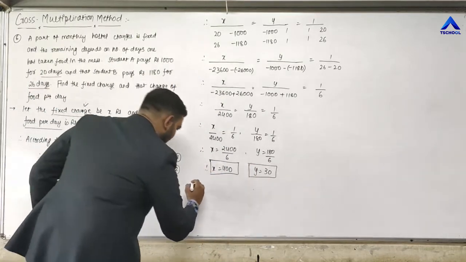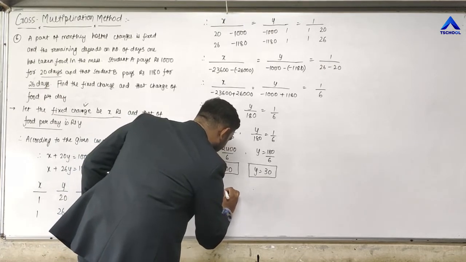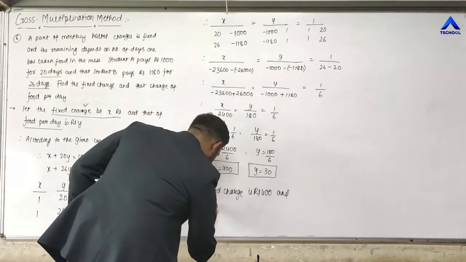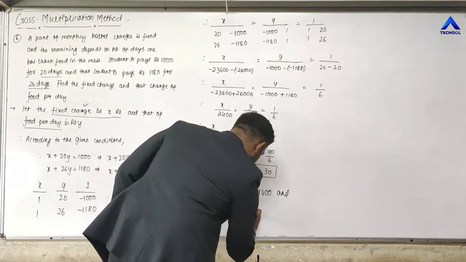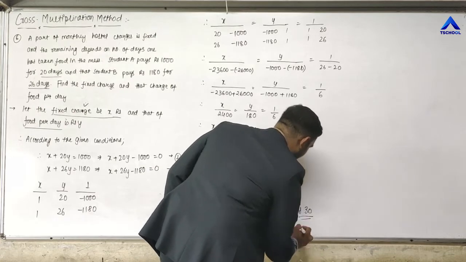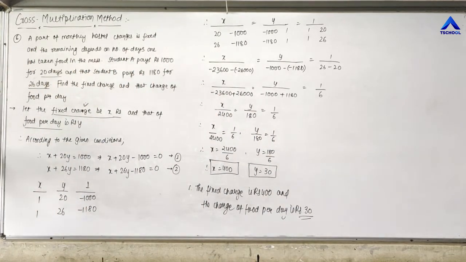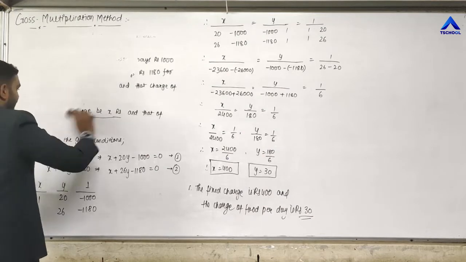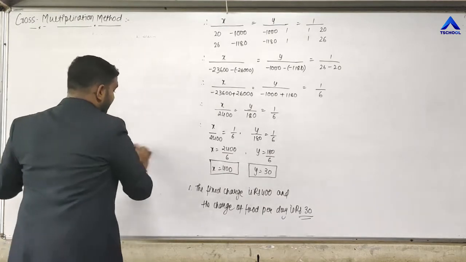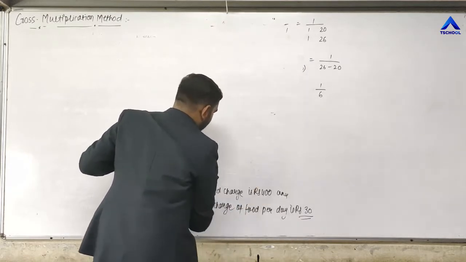So the fixed charge is rupees 400 and the charge of food per day is rupees 30, right? So the charge of food per day is rupees 30 and the fixed charge is 400 rupees. Okay, take a look over it. Done? Okay, so that's it about the cross multiplication method particularly, right? You will be having some more questions in the textbook. You can take a look over it and you can solve it by yourself so as to get the practice.